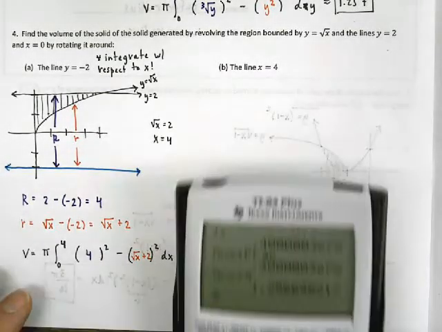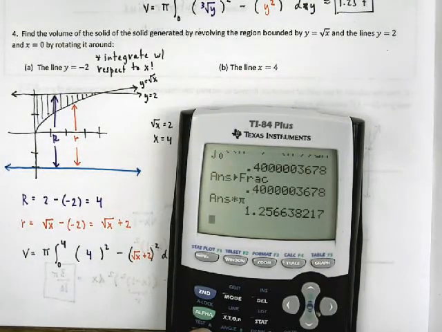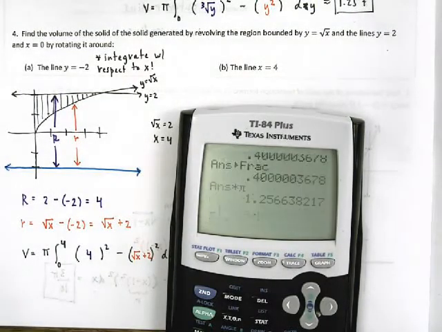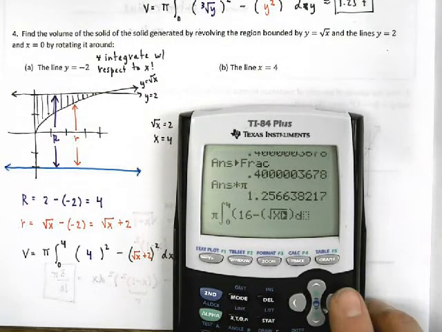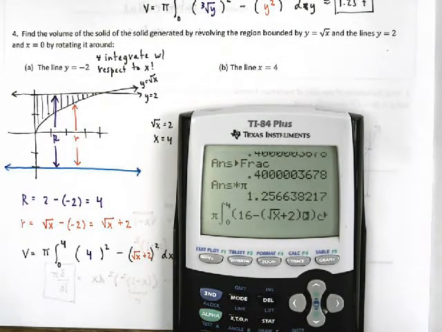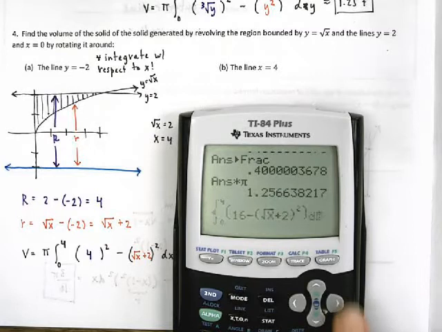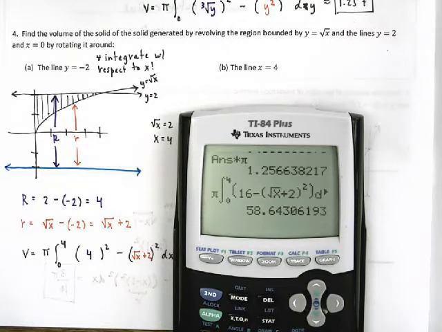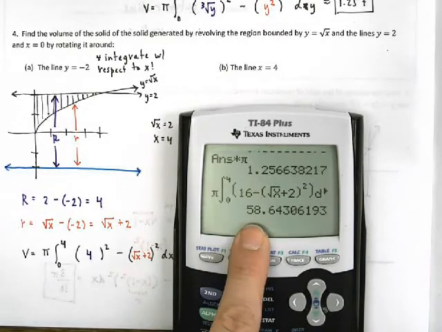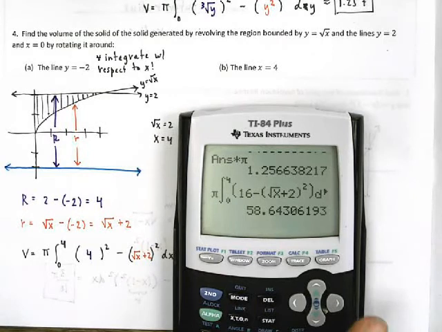Okay, and I'm just going to put that in the calculator. So second pi math 9 from 0 to 4. 4 squared I know is 16, so I'll just simplify that. Minus, I have the square root of x plus 2 quantity squared, and I'm integrating with respect to x. Okay, and I get a volume of 58.643.